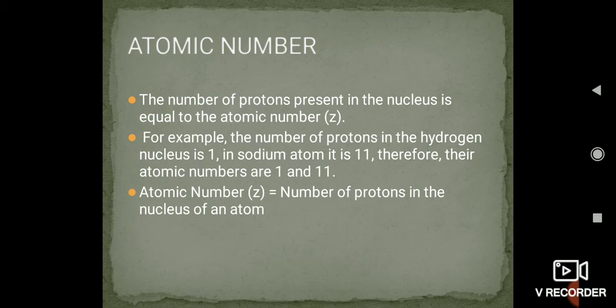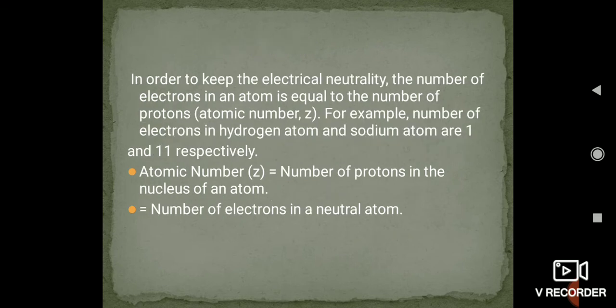For example, the number of protons in the hydrogen nucleus is 1. So the atomic number of a hydrogen atom is 1. If you go with any other atom like sodium, the number of protons in a sodium atom is 11. It means the atomic number of sodium is 11. So we can consider that atomic number is equal to the number of protons in the nucleus of an atom.